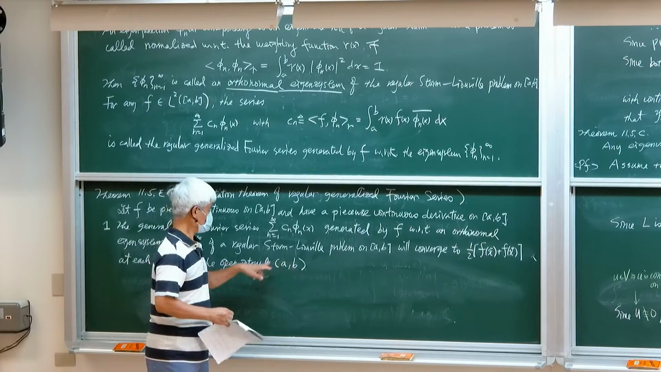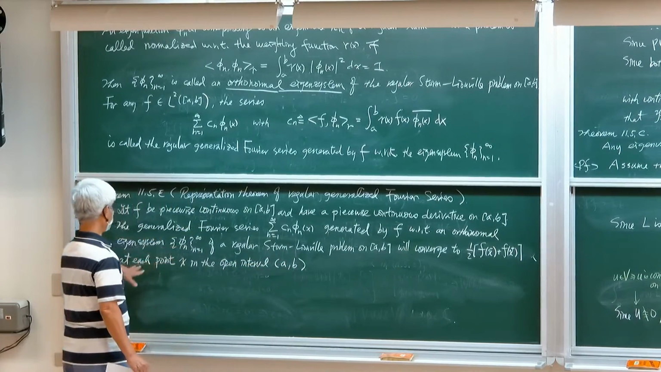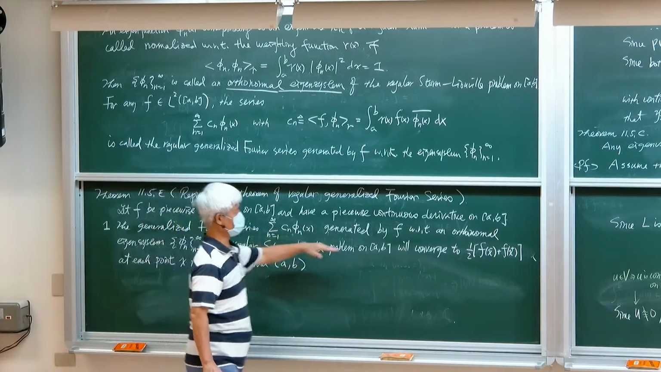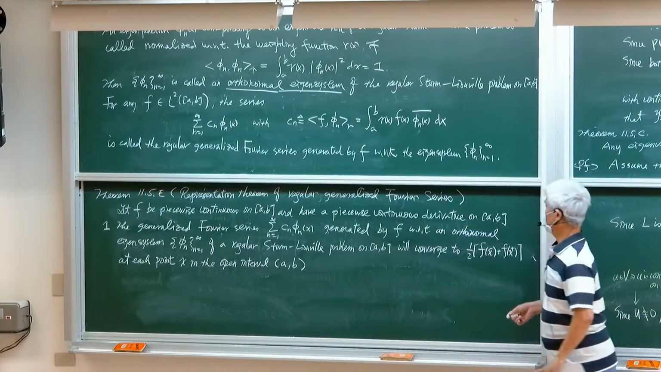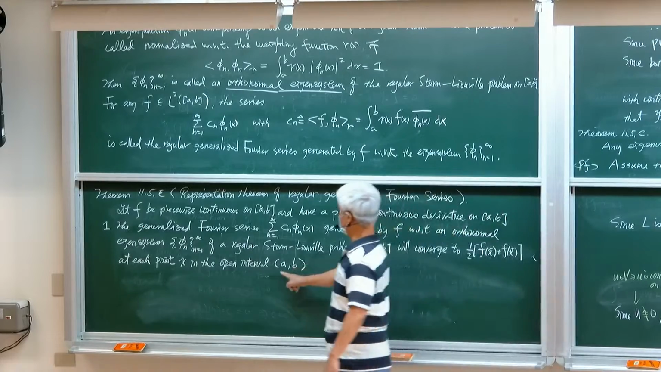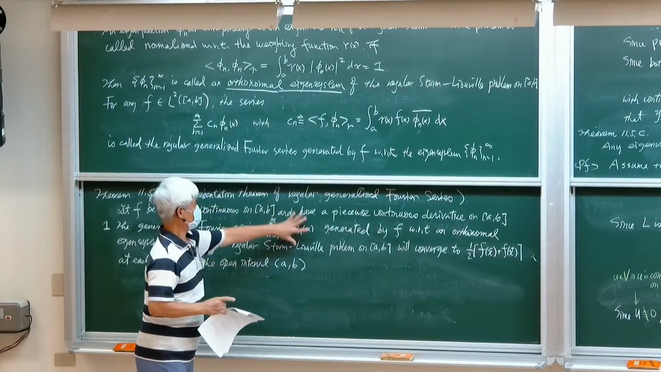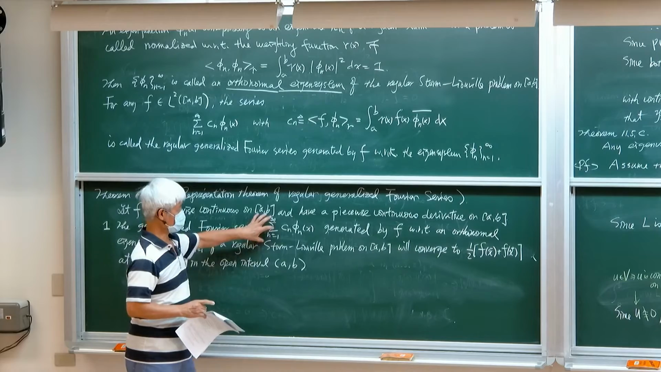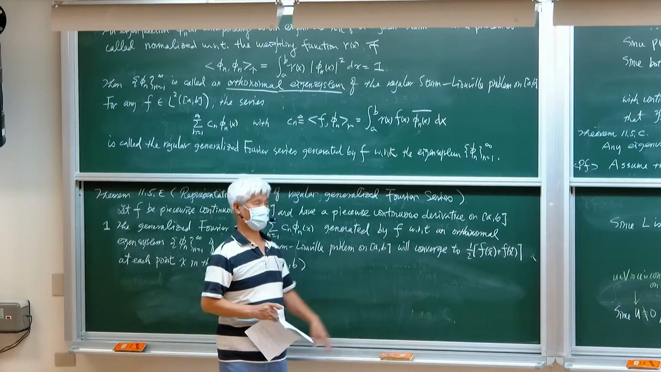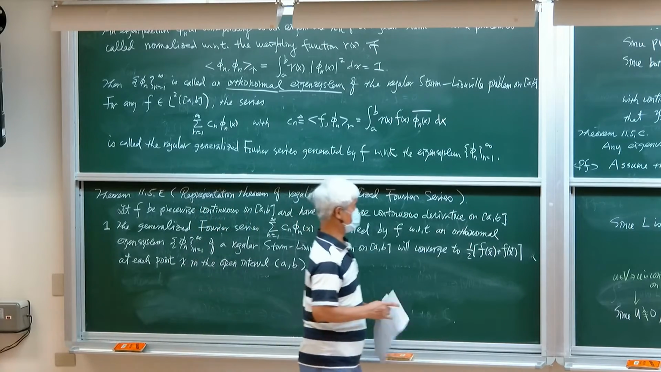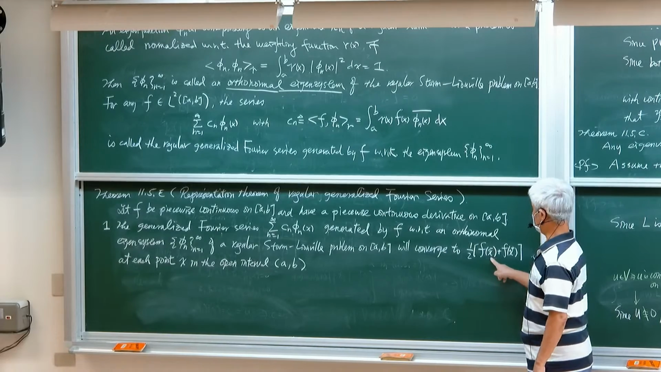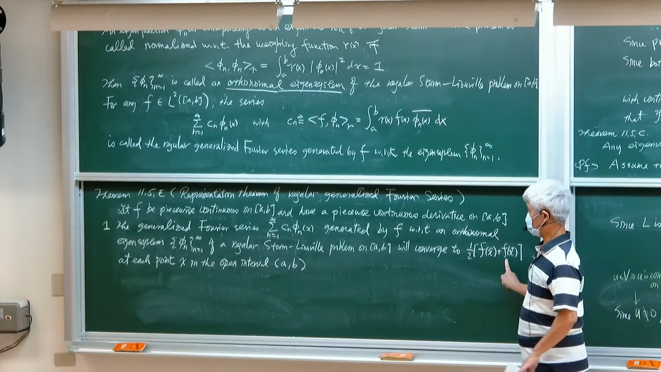But for the open interval, at every point, this generalized Fourier series will converge. If f is continuous at a point x in this open interval, then this generalized Fourier series will converge to f of x. But the worst case goes to the half of these two limits.